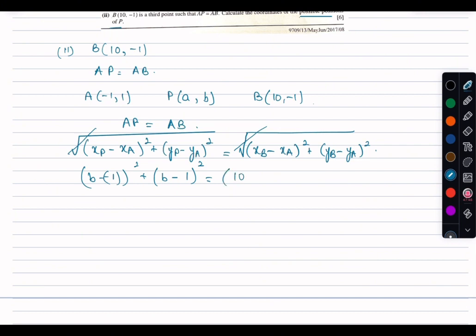xb is 10 minus negative 1, the whole square, plus negative 1, and ya is also positive 1, therefore this becomes a negative 1 the whole square here. So solving it as b plus 1 the whole square plus b minus 1 the whole square.